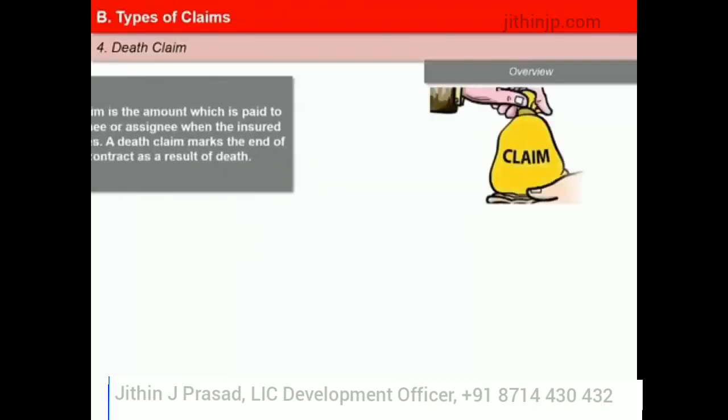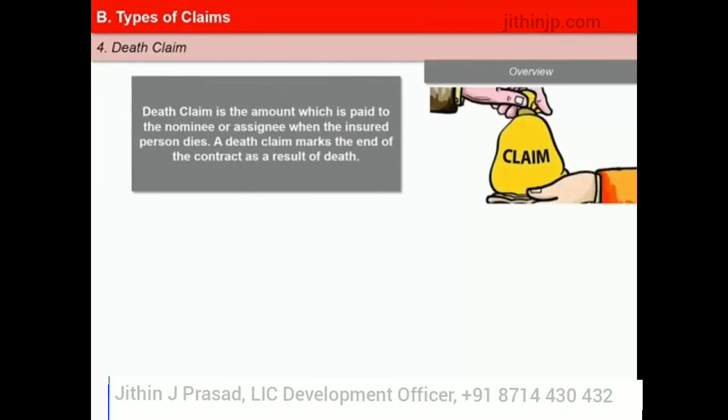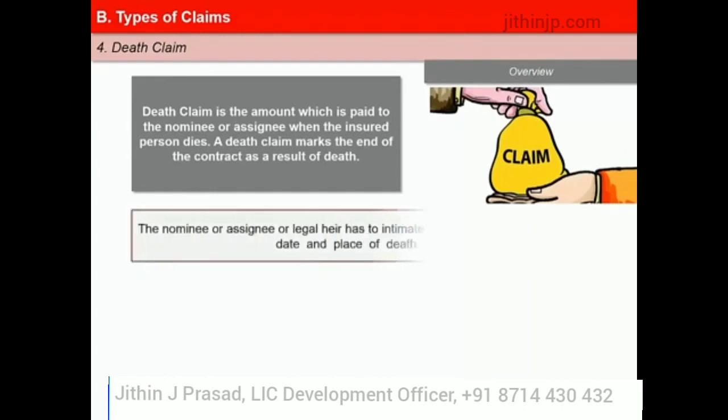Death claim is the amount which is paid to the nominee or assignee when the insured person dies. A death claim marks the end of the contract as a result of death. The procedure for settling a death claim is relatively complex as compared to maturity claims. The nominee or assignee or legal heir has to intimate the insurer of the cause, date, and place of death.